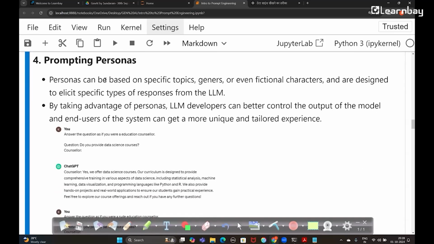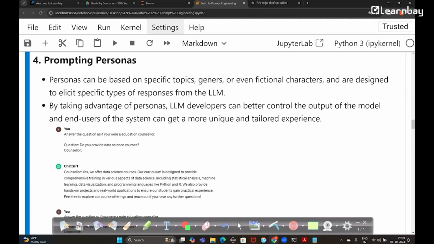Then, guys, prompt personas: what type of personality do you want to build, and what type of response do you want? You can say, just write a two-line joke. Or you can say, write a comment in a sarcastic way, or write a comment in a polite way. Like that, you can try it. So you can ask what personality you want.